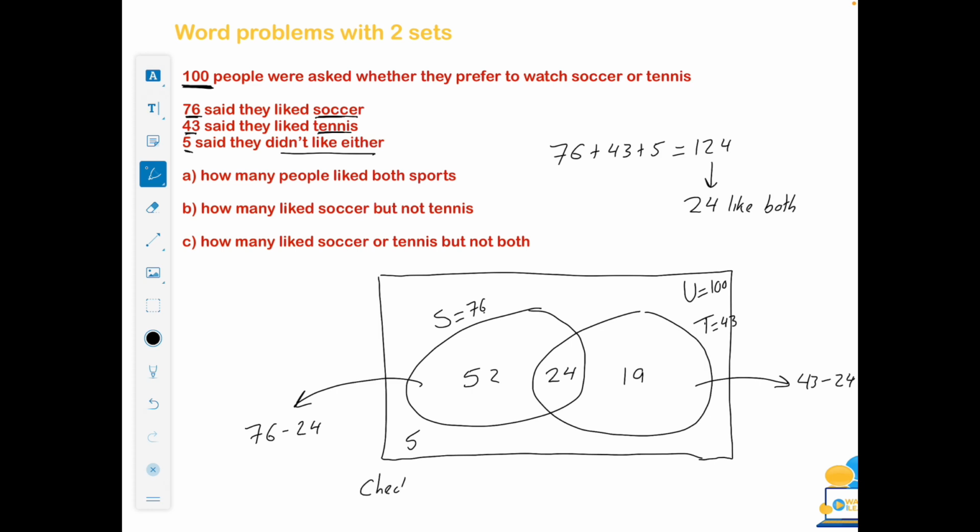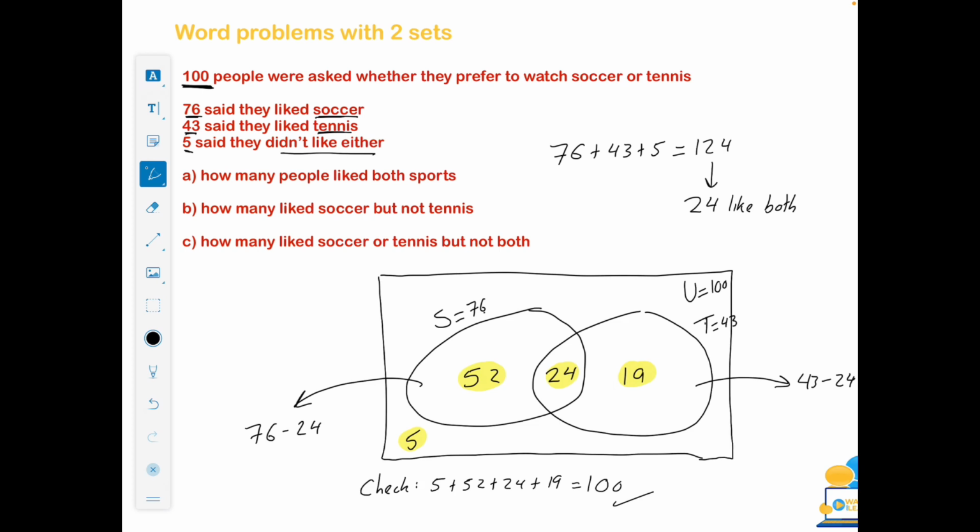Now we're going to do a quick check to make sure all our numbers in our Venn diagram add up to 100. So the numbers we're going to count are 52, 24, 19, and the 5. They should all add up to 100 because 100 people were asked the question. So we have 5 plus 52 plus 24 plus 19. I'm going to check that in my calculator. So 5, 52, 24, and 19. That equals 100. A little check like that will easily show if you're right or wrong.